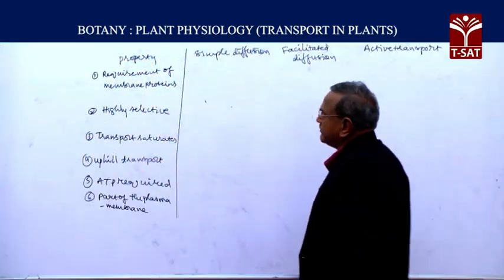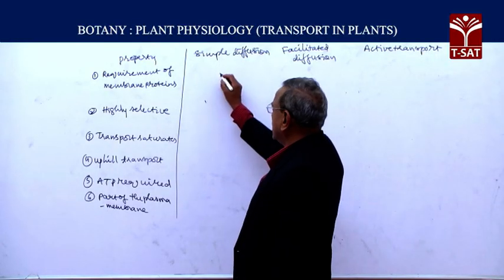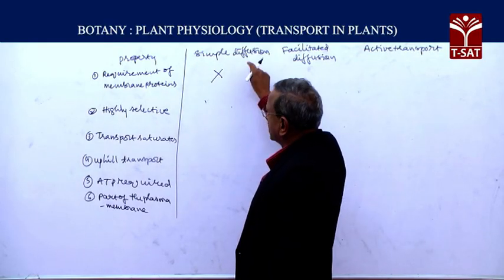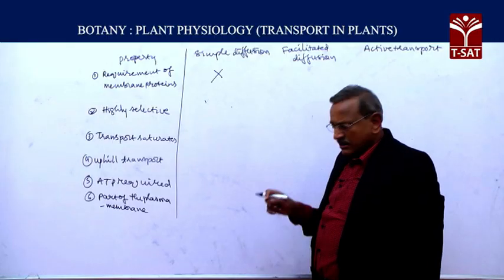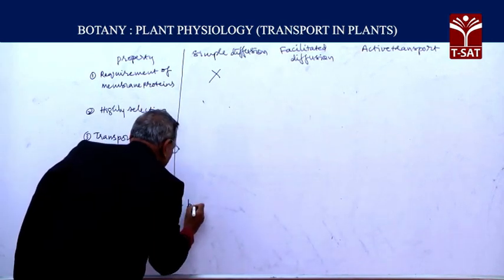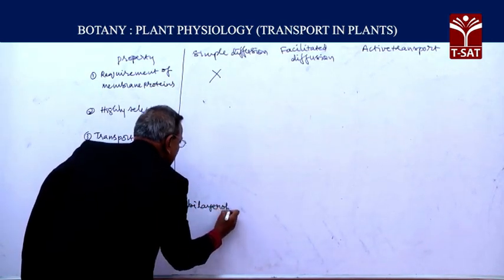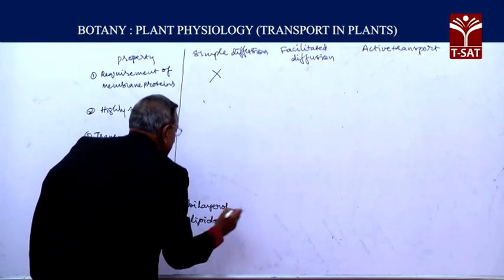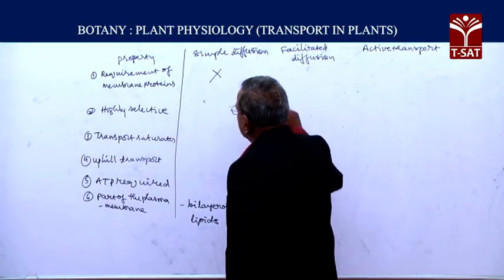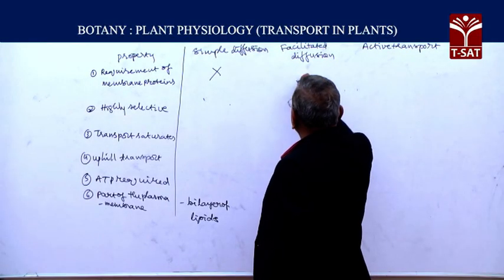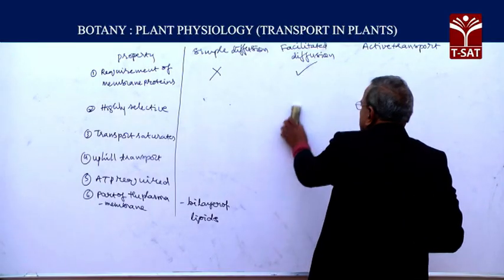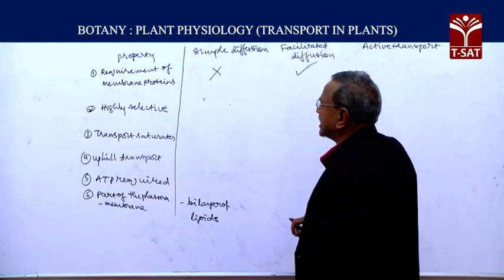And now the first property, requirement of membrane proteins. Not in case of simple diffusion, there is no requirement of any kind of membrane protein in case of simple diffusion. Why? What part of the membrane is involved? The lipid bilayer is involved here. This is the reason no carrier protein is required here. Now for facilitated diffusion, carrier proteins are required, membrane proteins are required: uniports, symports and antiports are required here.